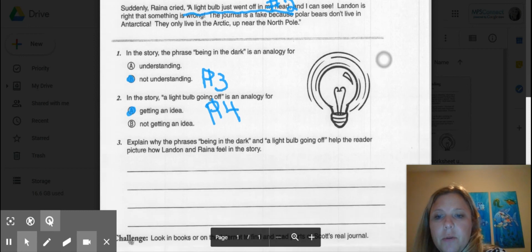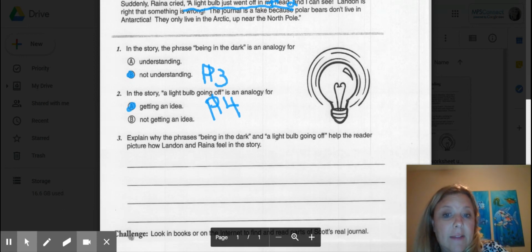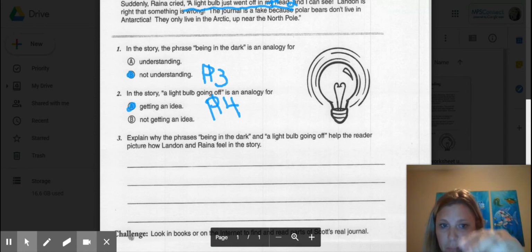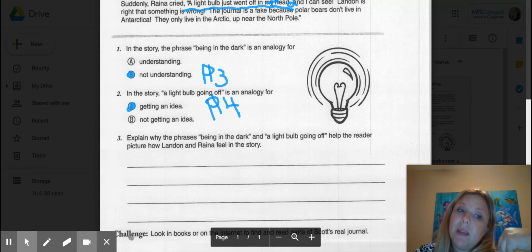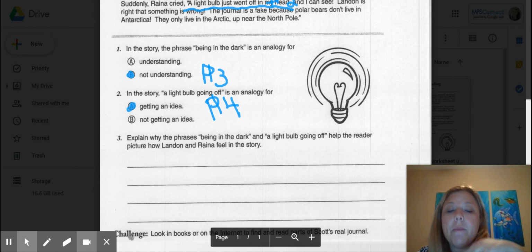Then I go back down, number 3, explain why the phrases being in the dark and a light bulb going off helps the reader picture the story. Now, because of the stylus and the space, I'm not going to write it, but I will verbally explain my answer. Now, your answer might be a different opinion than my opinion, but no matter what, when you are answering it, you need to make sure you're citing your evidence. So I would say stated from paragraph 3 and paragraph 4, where it talks about being in the dark temporarily and then a light bulb going off, it means that at this point, they're not really fully understanding what's happening.